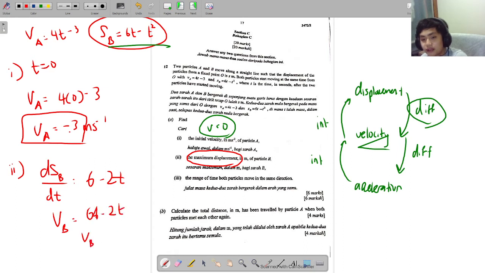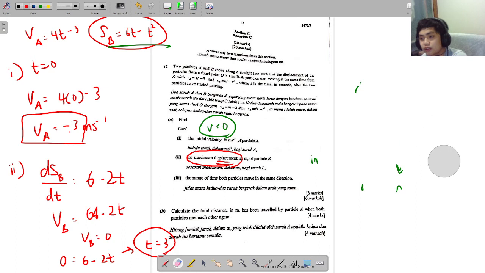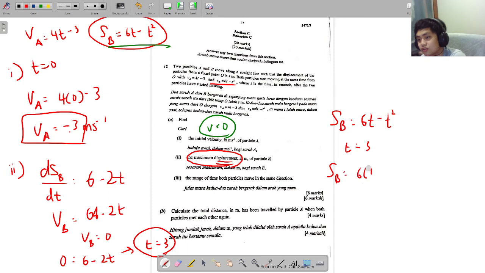So when vb equals 0, 0 equals 6 minus 2t, so time is equal to 3. So at the third second, the displacement of the particle is at its maximum. Since I know that, I'm going to sub it back into my displacement equation. So 6t minus t squared, with t equals 3, sb equals 6 times 3 minus 3 squared, so sb equals 9 meters.